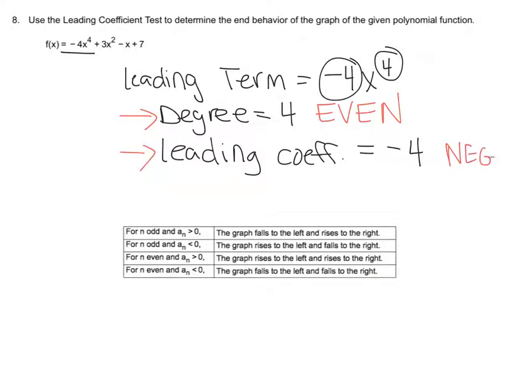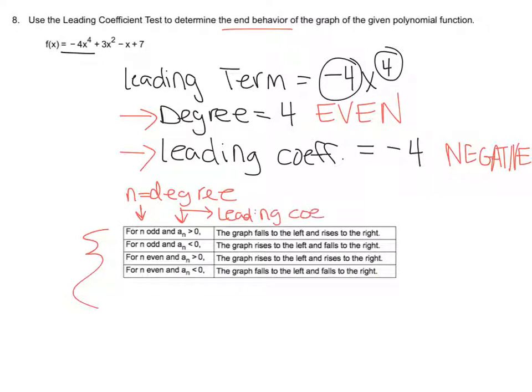So we're going to use these two characteristics to identify what our end behavior will look like. And here I listed a chart, and we're going to use this chart to tell what the end behavior looks like. It lists n and a sub n. Now, n is going to be the degree, and a sub n is the leading coefficient.